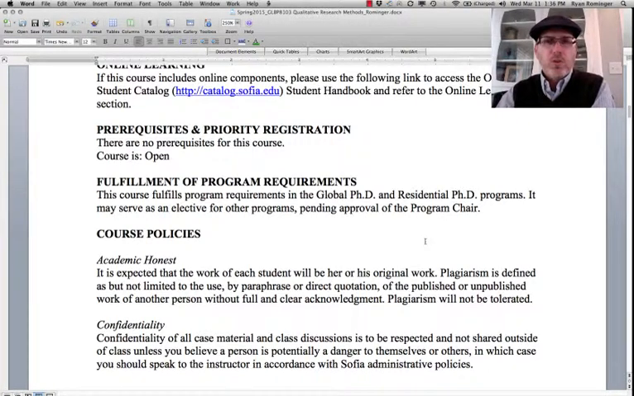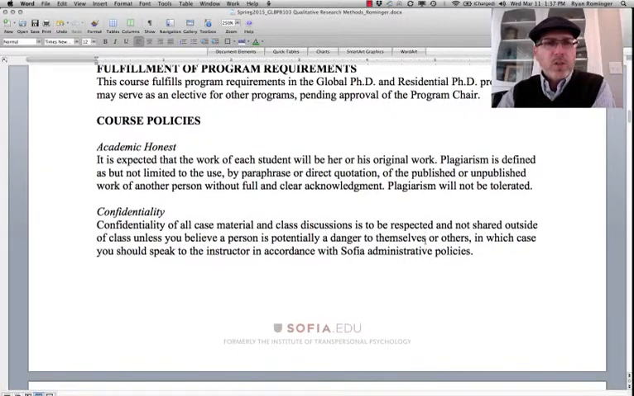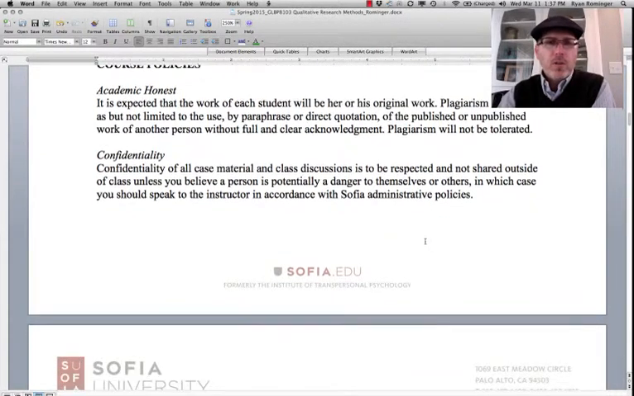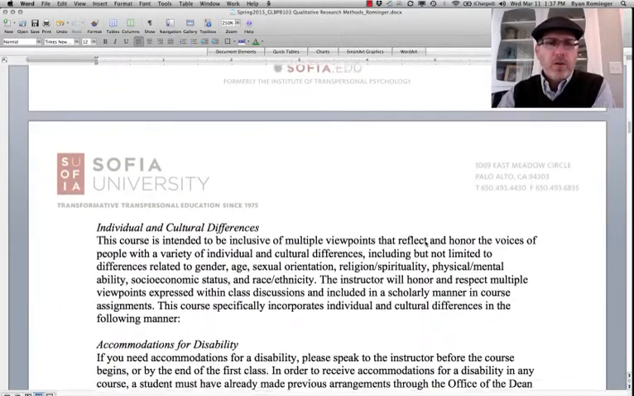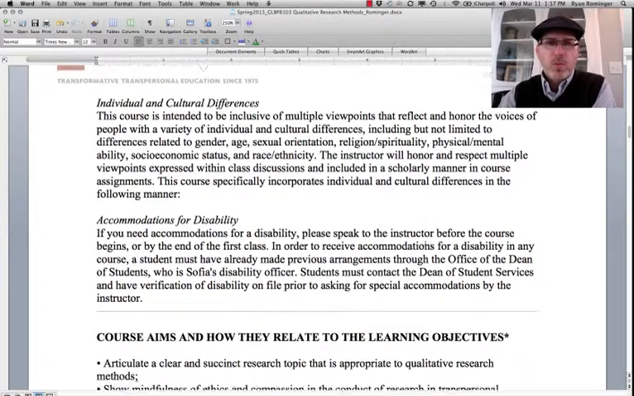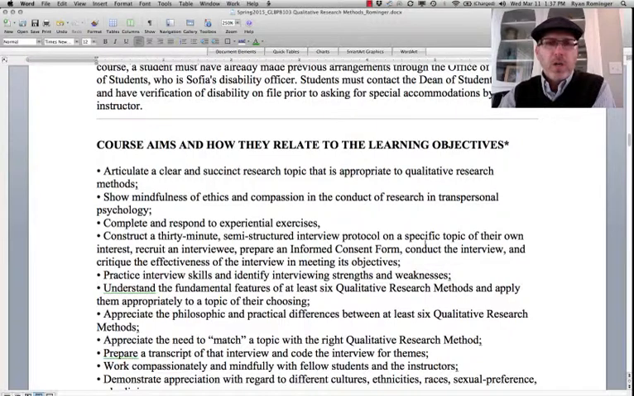It's not something you can just put off and then do a bunch of weeks all at once. I do want you to be working on the course continually week to week. There are no prerequisites for this course. The course is open. And then we have a section on course policies. Please go ahead and read those, having to do with academic honesty, confidentiality, individual and cultural differences, and accommodations for disability. The next section is on the course aims and how they relate to the learning objectives within the course.